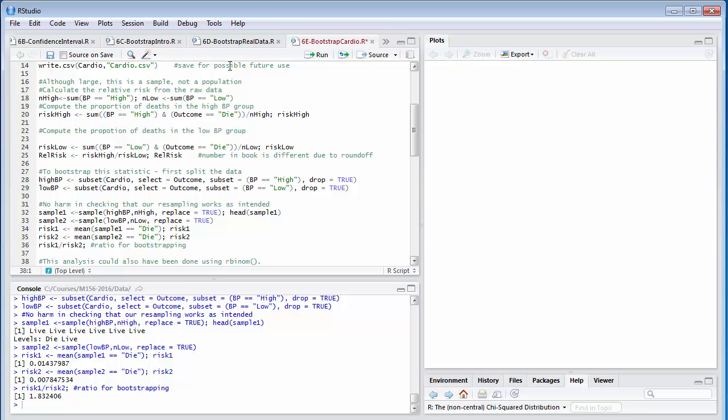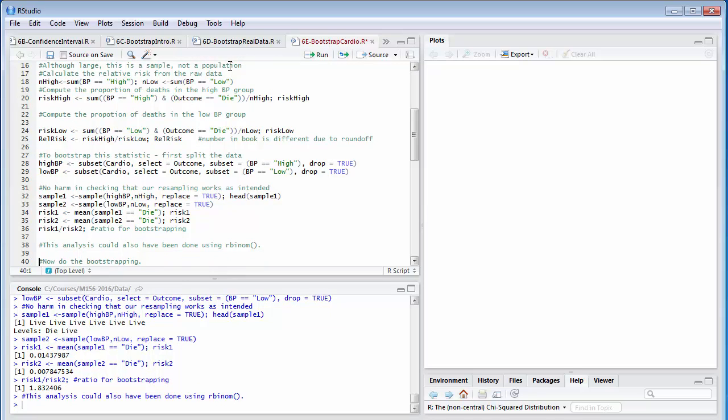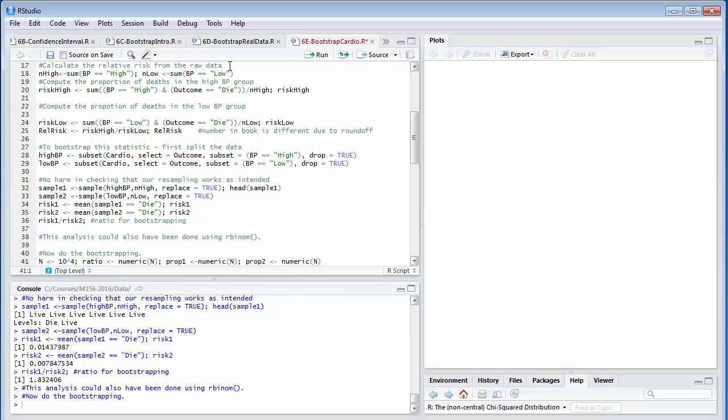And I've got to say, you can also do this using R binom rather than resampling techniques. So in this case, there is actually a more straightforward way of getting the result. Okay, so now we'll do our 10,000 bootstraps.